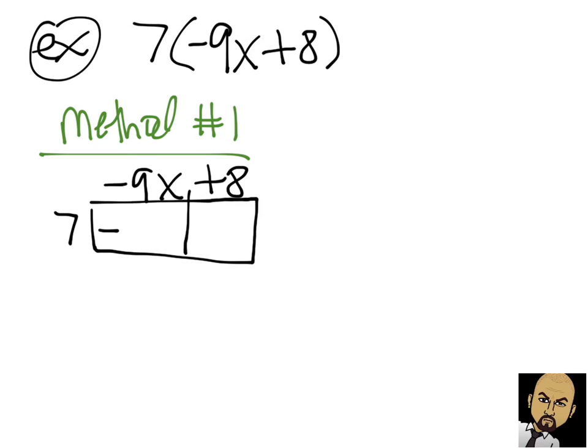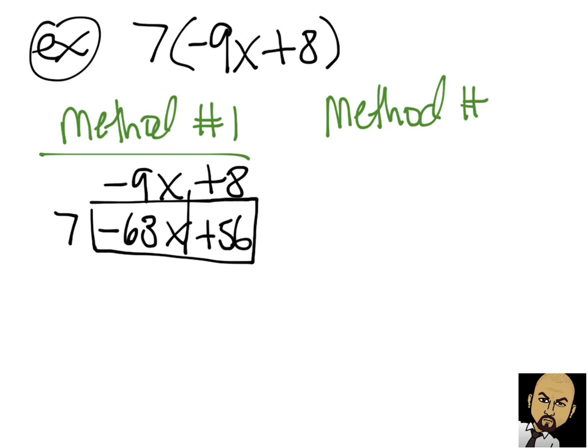What's 7 times -9x? Positive times a negative is negative. 9 times 7 is 63, and you end up with -63x. And then you're going to multiply 7 times positive 8, which is positive 56. And I forgot to rewrite the answer, but that ends up being negative 63x plus 56.